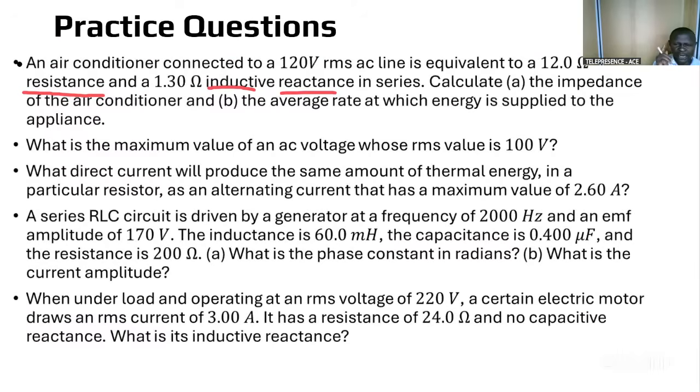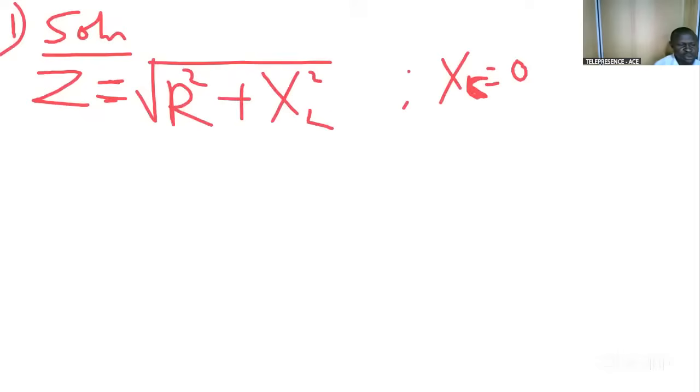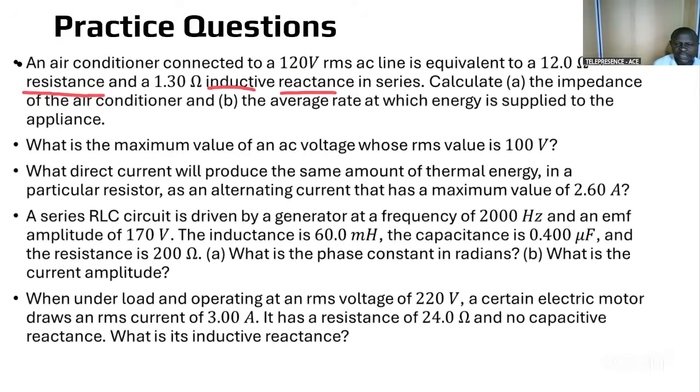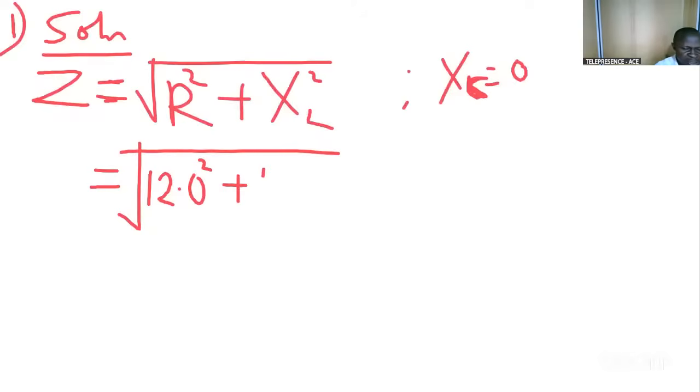Resistance is 12, so we substitute. That's 12.0 squared plus the inductive reactance 1.3 squared. So if you solve this, let's see.